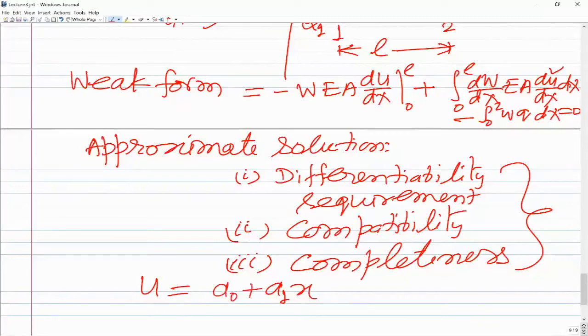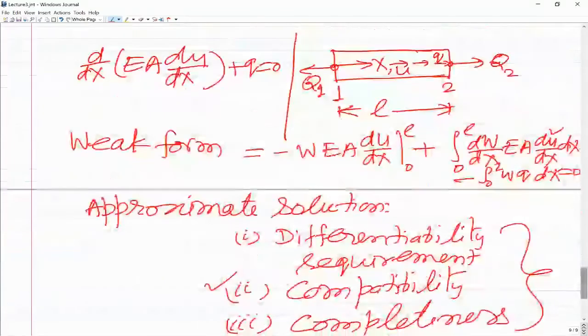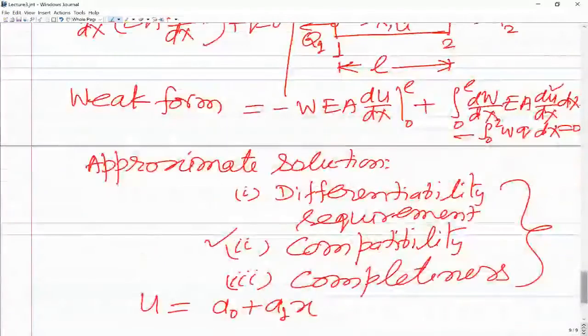And then the second requirement is compatibility. Compatibility means essentially that across the element, primary variables should be continuous. That means when we have the assembly of elements, the primary variables should be continuous, and that continuity can be enforced if at the end nodes we have primary variables as the degrees of freedom. In this problem, the primary variable is u.